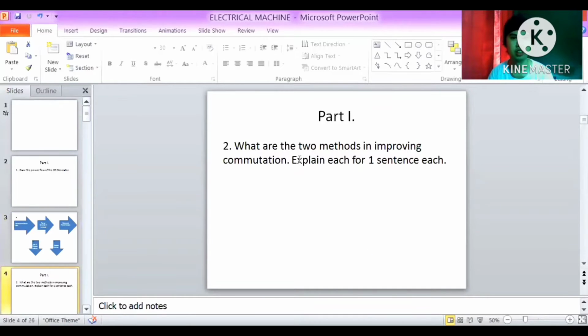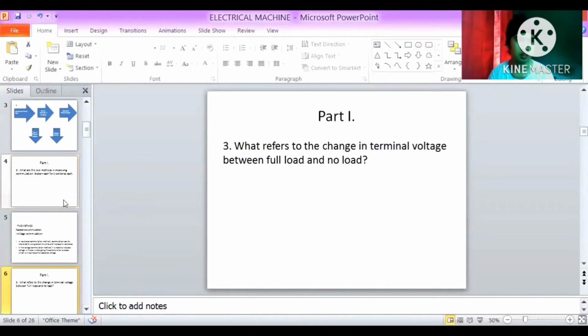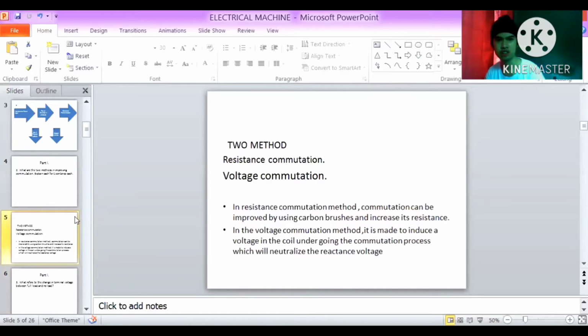Number 2, what are the two methods in improving commutation? Explain each in one sentence. The two methods are resistance commutation and voltage commutation. In the resistance commutation method, commutation can be improved by using carbon brushes and increasing their resistance. In the voltage commutation method, a voltage is induced in the coil undergoing the commutation process, which will neutralize the reactance voltage.